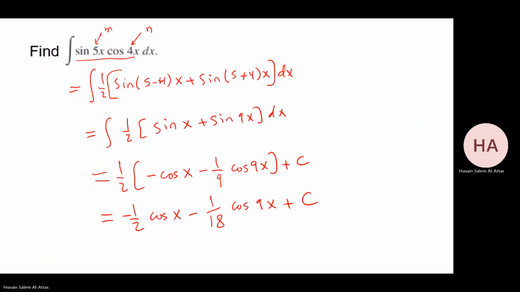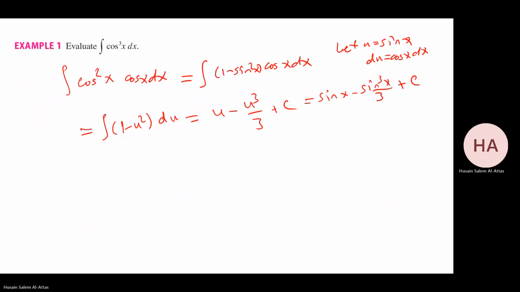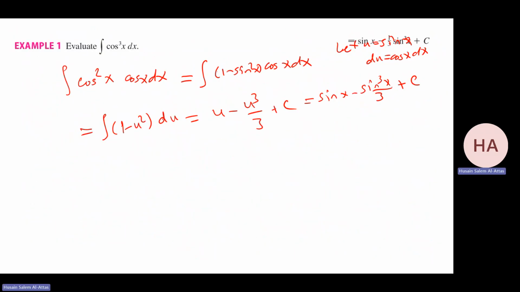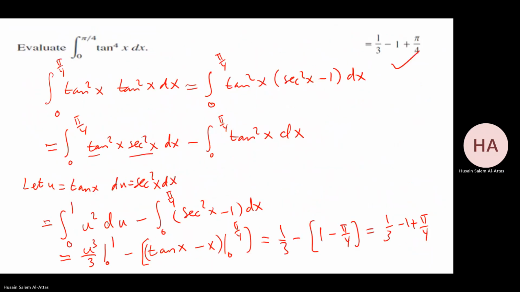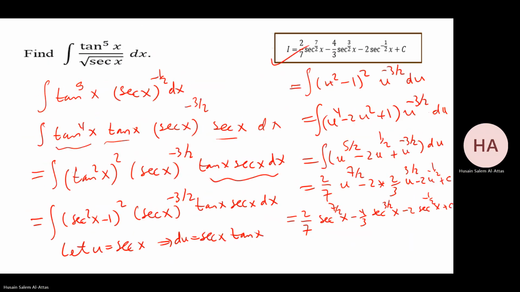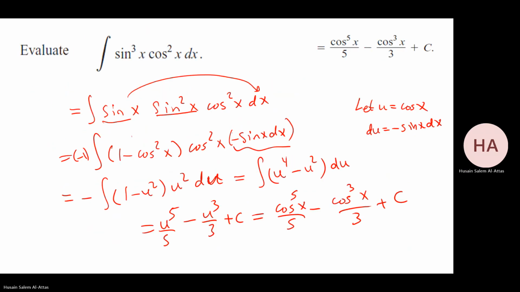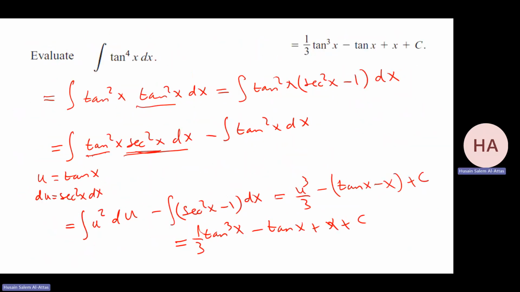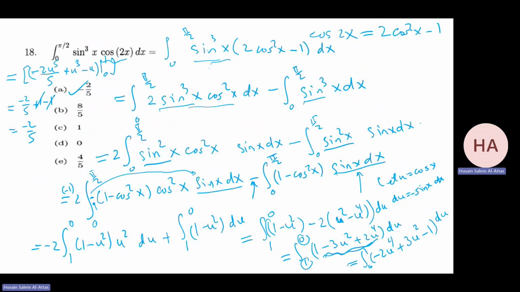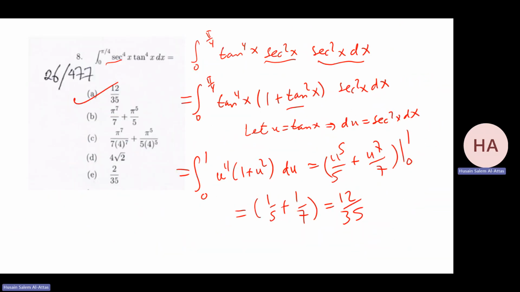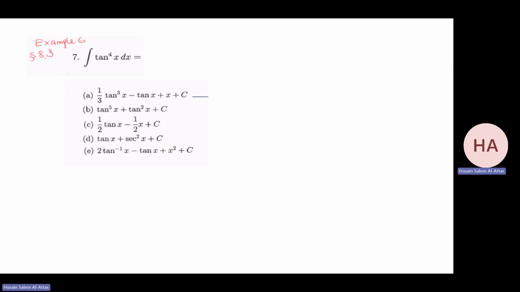1/3 tan cube minus tan x. So no need to do it again. I did it before. This is the one. Yeah, we did it many times. 1/3 tan cube minus tan plus x. I will not do it again. We already did that before, so no need to waste time. This one is this. Done before.